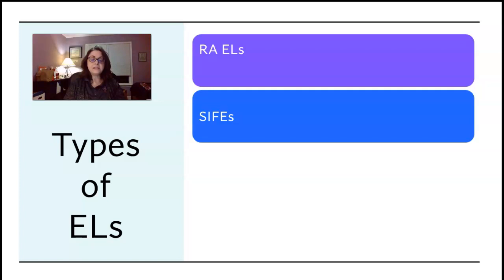These students tend to have foundational education gaps. For instance, they may know how to add and subtract, but then you get to multiplication and division or fractions, and they have no idea how to do that. They may have some L1 literacy, but they're not on grade level in their L1, which can create problems when they're learning how to read in English.